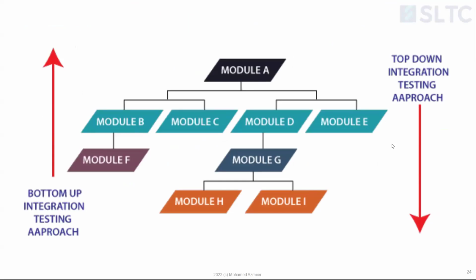Okay, so in the diagram, you can see the modules. Module A is on the top, B, C, D, E on the second level, F and G on the third level, and H and I on the fourth level. So bottom-up integration goes from bottom to top. Top-down integration comes from top to bottom.